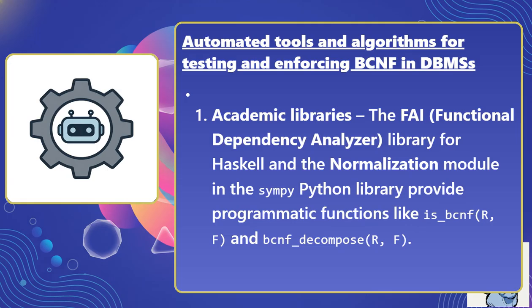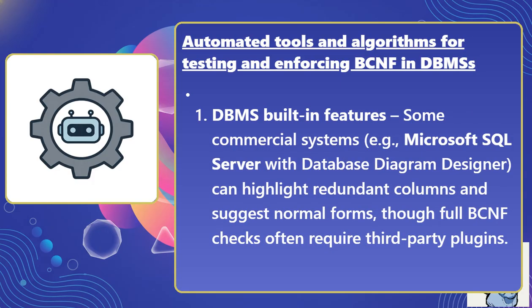Academic libraries: the FAI Functional Dependency Analyzer library for Haskell and the normalization module in the CMPy library provide programmatic functions like is_BCNF and BCNF_decompose. DBMS built-in features: some commercial systems, e.g. Microsoft SQL Server with Database Diagram Designer, can highlight redundant columns and suggest normal forms, though full BCNF checks often require third-party plugins. How to use them: simple steps.